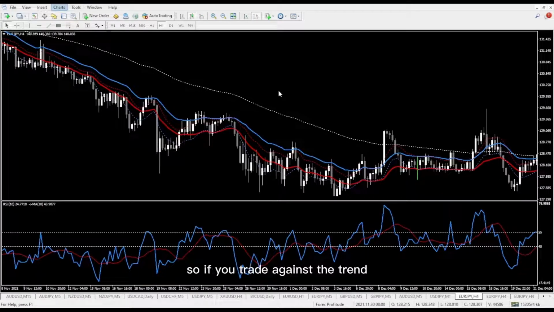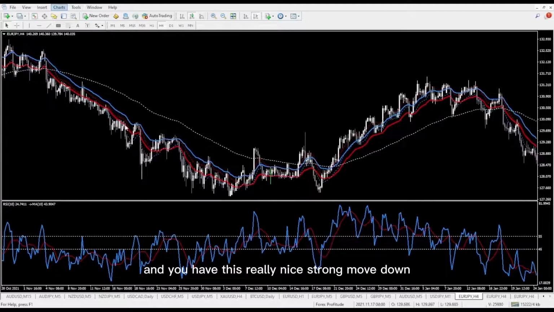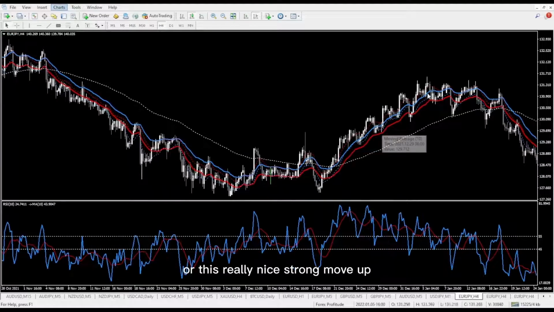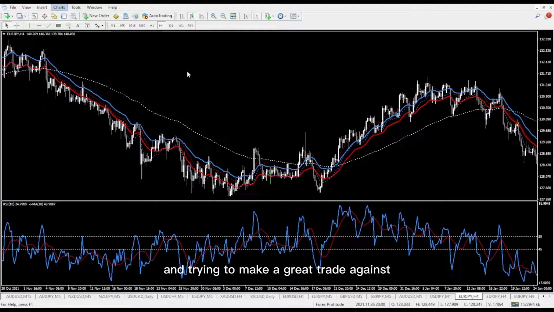the trend. So if you trade against the trend, that's counter trend trading, and that can be risky. Now, if you see that the market is trending very nicely and you have this really nice strong move down or this really nice strong move up, that is the direction of the overall momentum. And trying to make a great trade against the overall momentum can be a risky thing. There are ways to do it, but it is something that is risky to do.